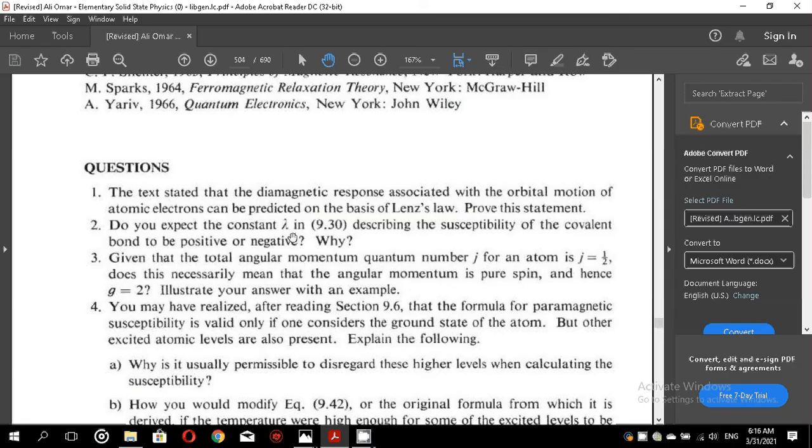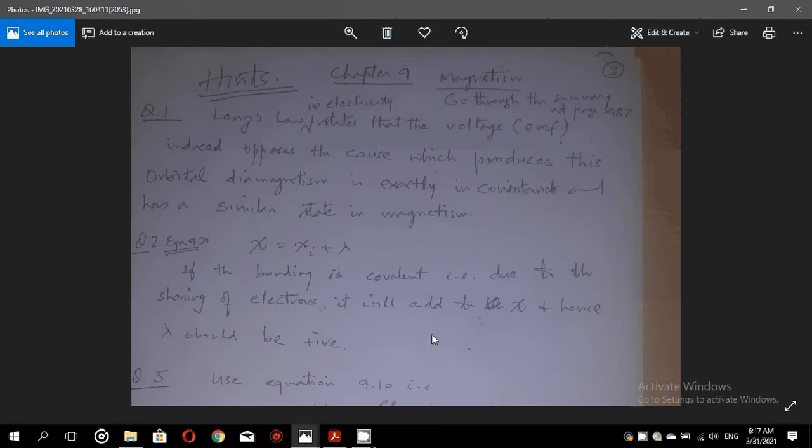Do you expect the constant lambda in equation 9.30 describing the susceptibility of the covalent bond to be positive or negative, and give the reason why? So this I have also discussed here. Chi is equal to chi I plus lambda. That is the equation which states if the bonding is covalent, that is due to the sharing of electrons, it will add to chi and lambda should be positive.